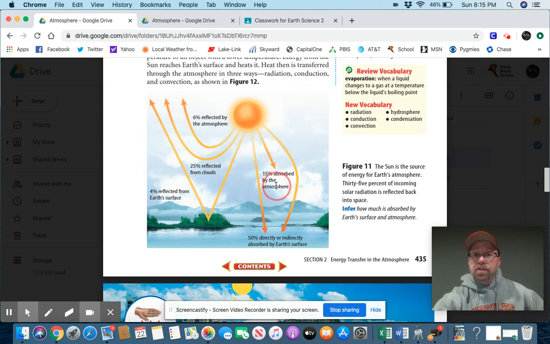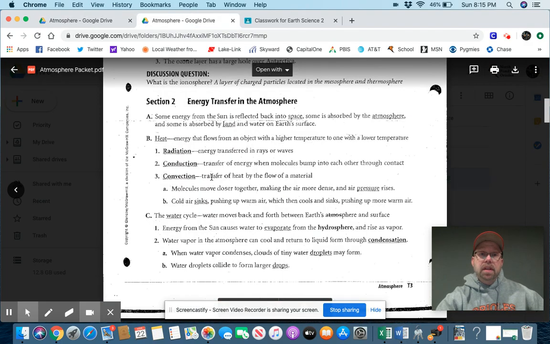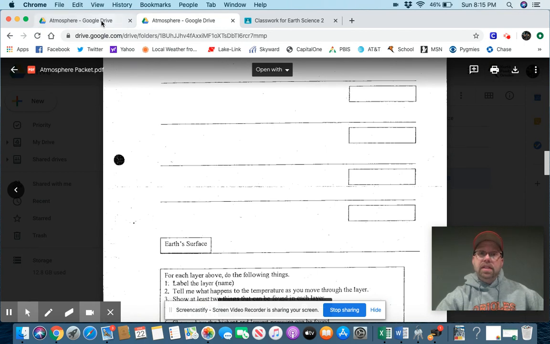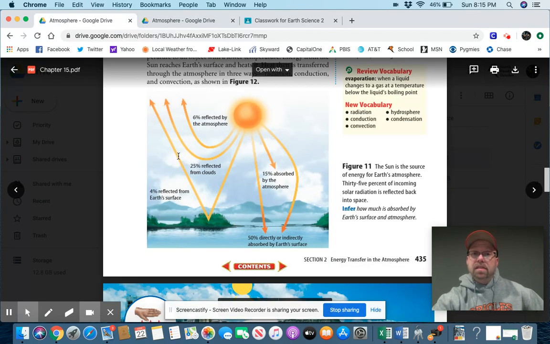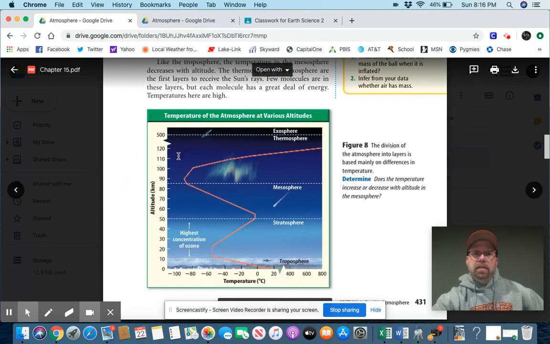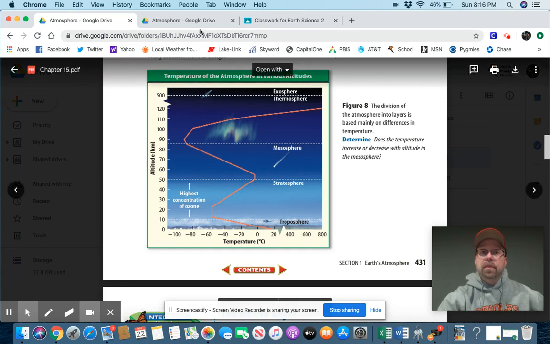15% of the sun's energy, when it hits the atmosphere, is absorbed by the atmosphere. So when you were doing that worksheet assignment and we did the temperature in each of the various layers, that has a lot to do with the gases that are in that layer. Some gases trap heat. And when you saw those spikes in temperature, that is a great example of how we can tell that. For instance, the upper part of the stratosphere, a lot of the ozone layer, absorbs heat from the sun.